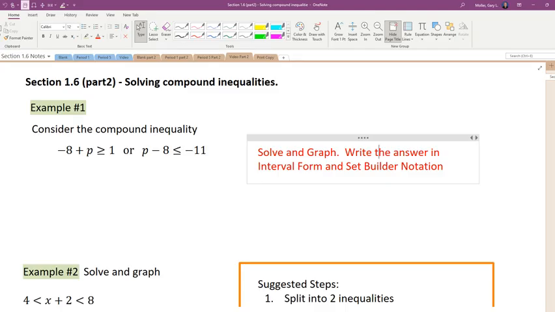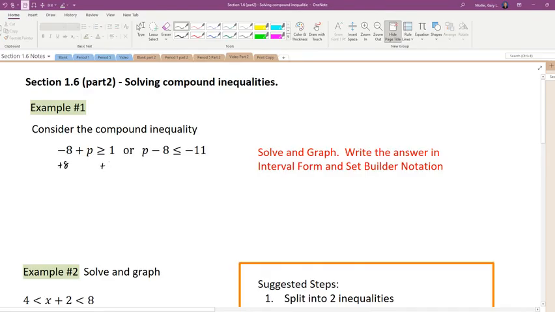All we're going to do is treat these as two separate problems, and solve them independently. So I want to get p by itself. I'm going to add 8 to both sides. My 8's cancel out. I'm left with p is greater than or equal to 9. I have this word "or" right here, so I'm going to bring that down. And now I'm going to solve this side. I'm going to add 8 to this and add 8 to this. And I get that p is less than or equal to -3. So this is what I think the answer is, right?